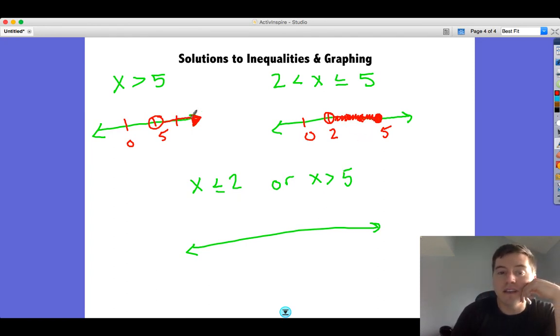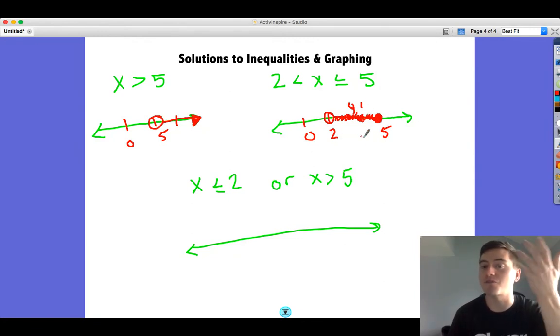Even though this arrow doesn't go on forever, there's technically still infinite solutions here, because you could go to 4.1, 4.2, 4.6758, 4.892, to however far you want to go. There's infinite numbers in between any two numbers, so there's still infinite solutions here.